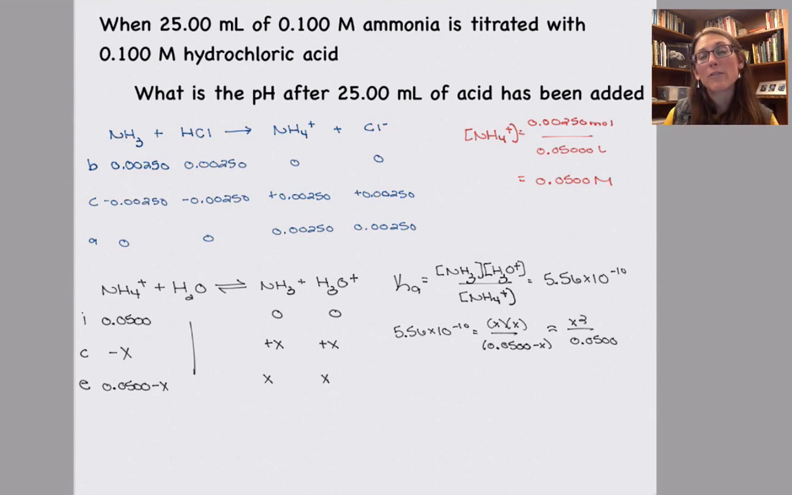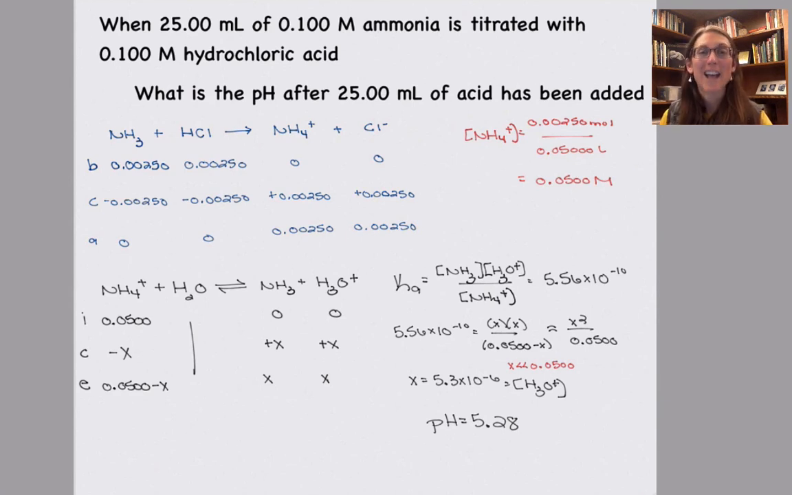And since we have a very small Ka for this reaction, it's very safe to assume that X is much, much less than 0.05. And so we're going to neglect it as we solve the algebra on this problem. And so the pH at the equivalence point is going to be 5.28, which is acidic, which we would expect because we formed a conjugate acid.